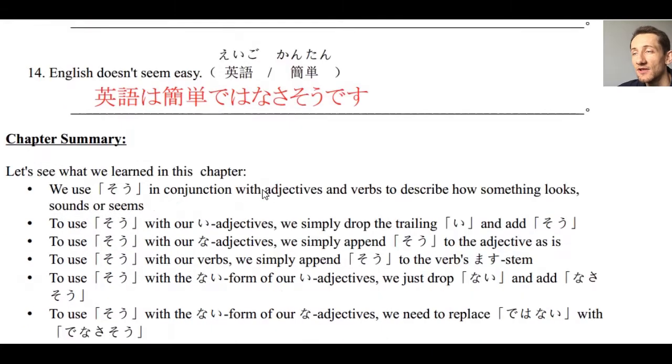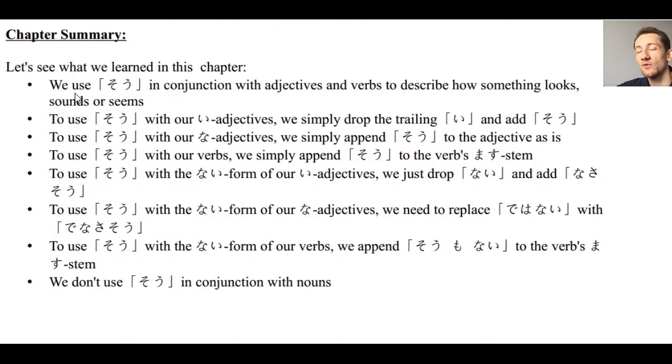So let's review what we learned. We learned that we can use そう in conjunction with adjectives and verbs to describe how something looks, sounds, seems, or appears to be. We use そう with our i adjectives. We simply drop the trailing い and add そう. 寒そう, 痛そう. To use そう with our na adjectives, we just append そう to the adjective as it is: 簡単そう, 便利そう, 大変そう.